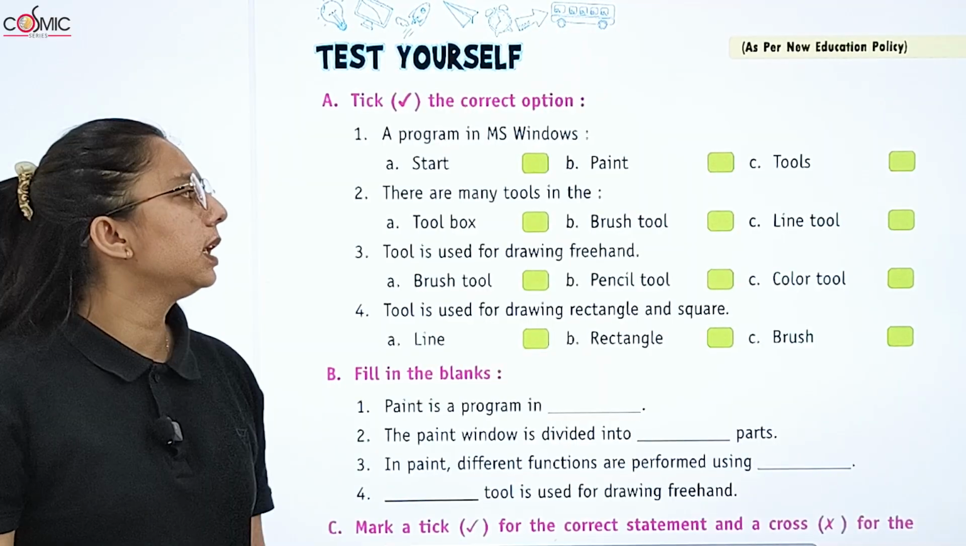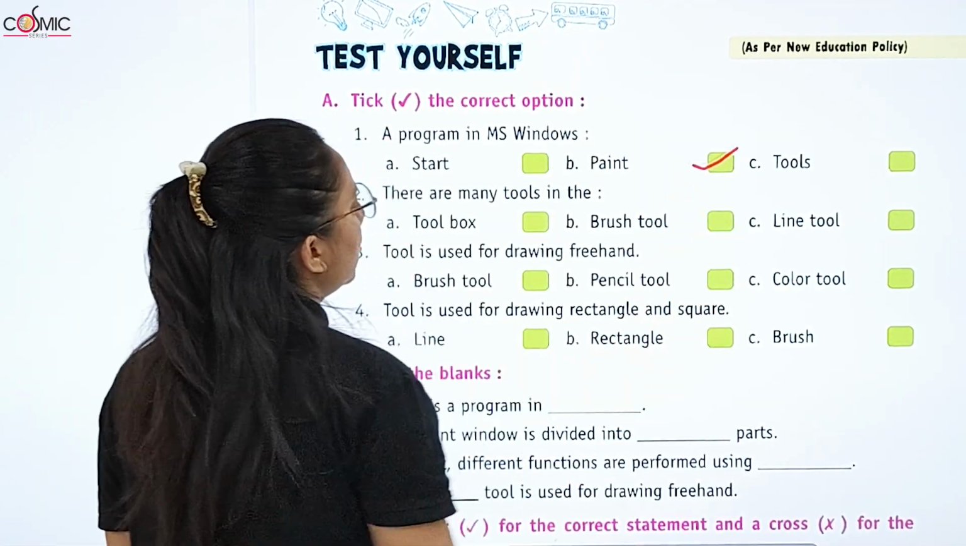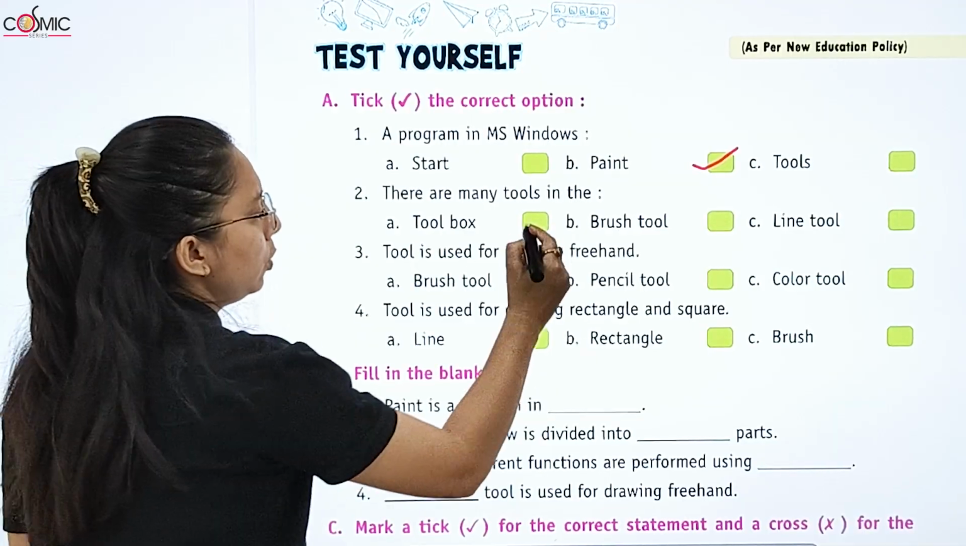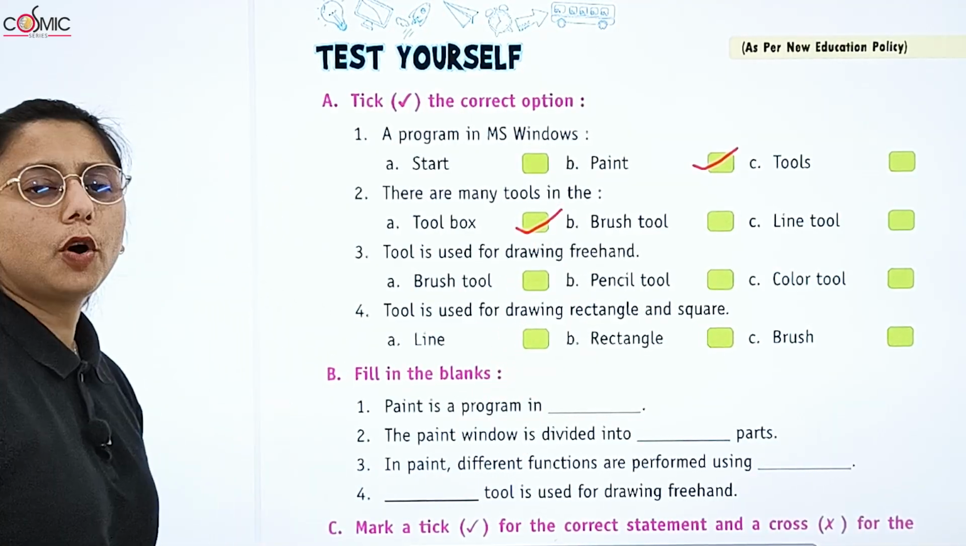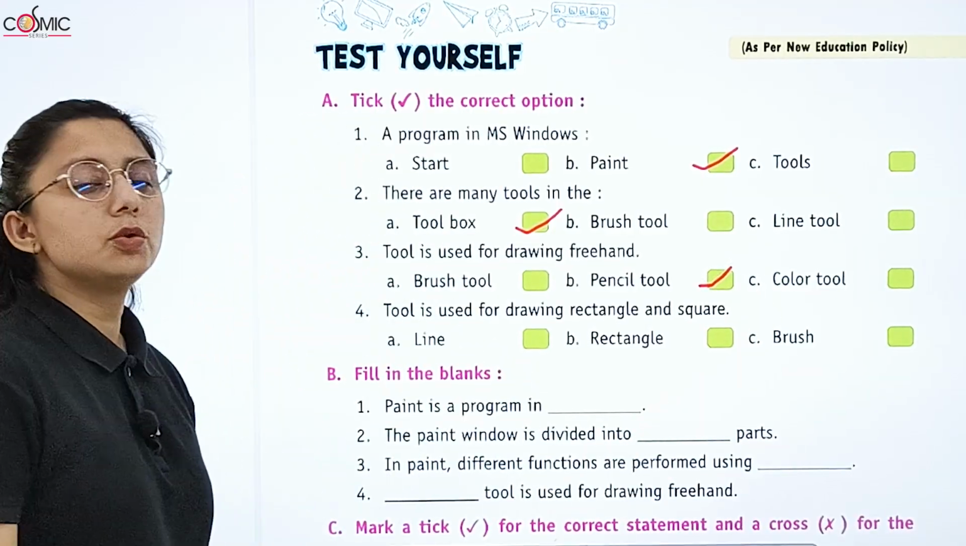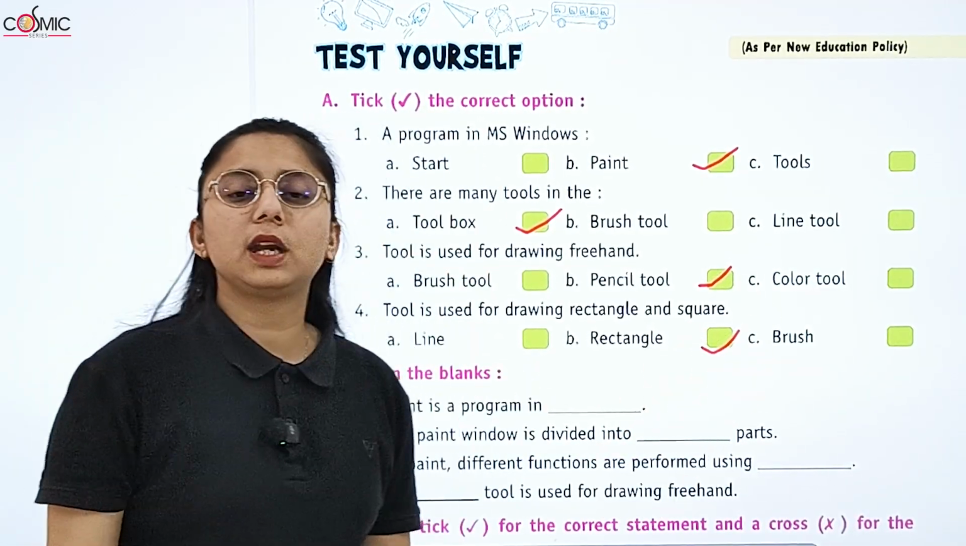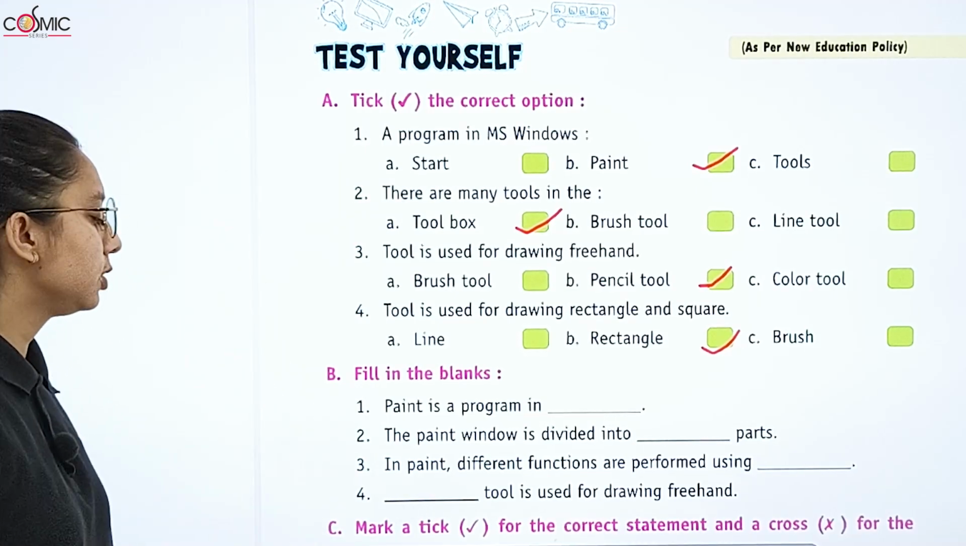So first is tick the correct option. A program in MS Windows, that is Paint. There are many tools in the toolbox. Tool used for drawing freehand, that is pencil tool. Then tool used for drawing rectangle and square, that is rectangle. So rectangle tool किसमें help करता है? Drawing rectangle and square.